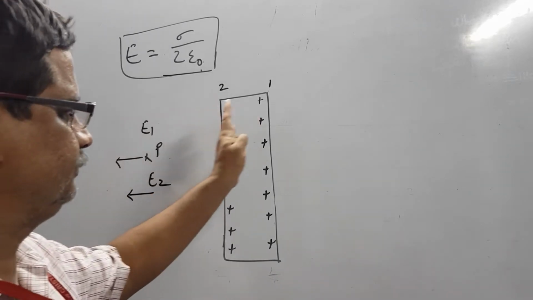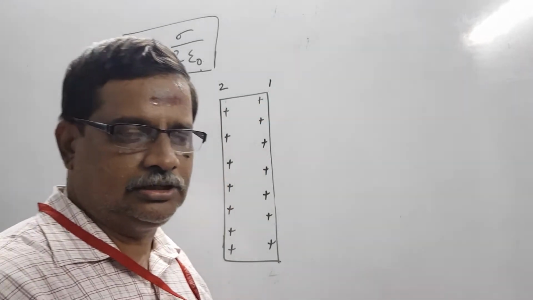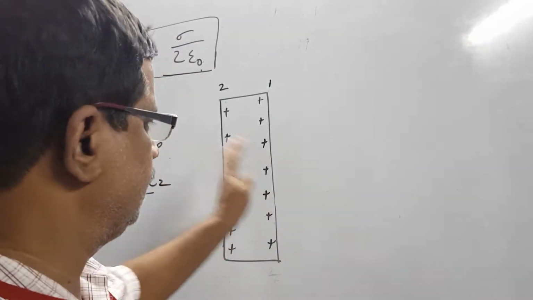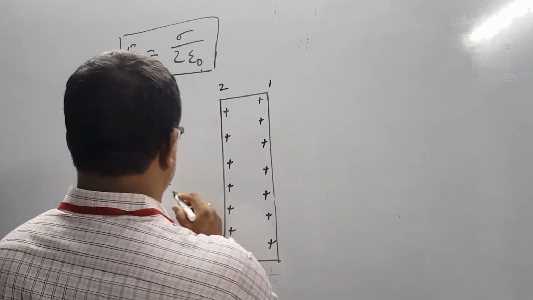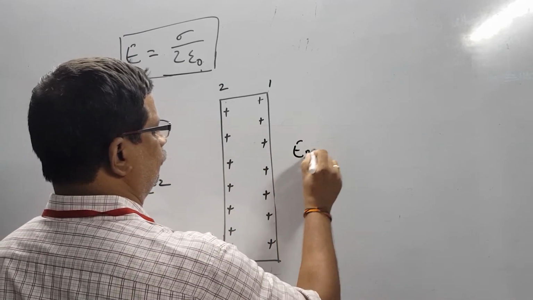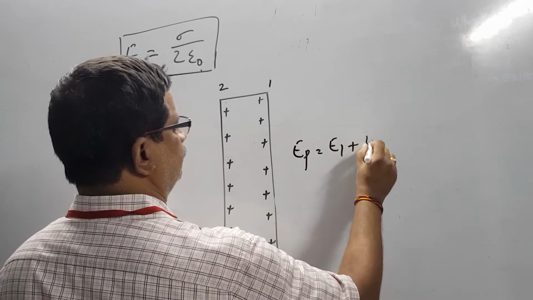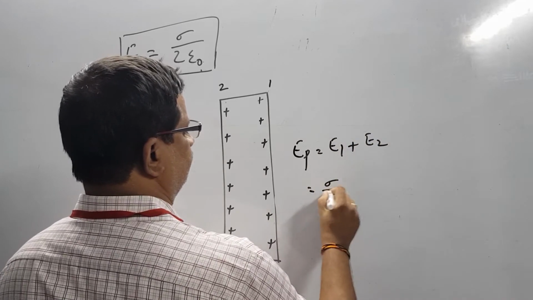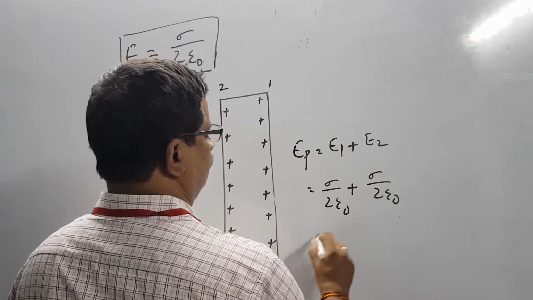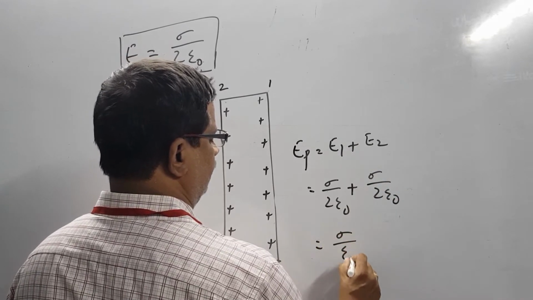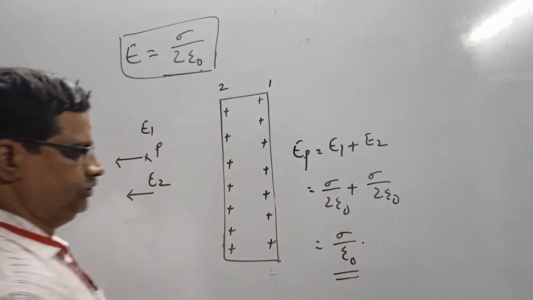Since the two sides are holding charges of the same magnitude, that is, the charge density is the same, the resultant electric field at the point P will be equal to E1 plus E2, which is equal to sigma by 2 epsilon 0 plus sigma by 2 epsilon 0, which will give you sigma by epsilon 0 as your final result.